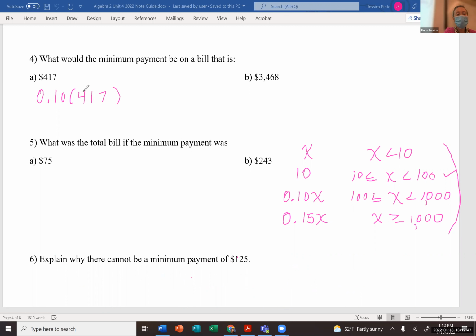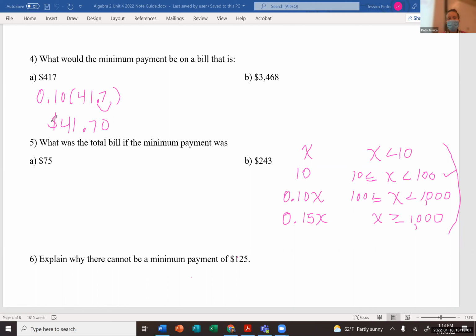When I do this calculation, all that happens is I go like this. So it's 41.70. So we love 10% because that's all that it does. Move the decimal place over once. No matter what the number is.